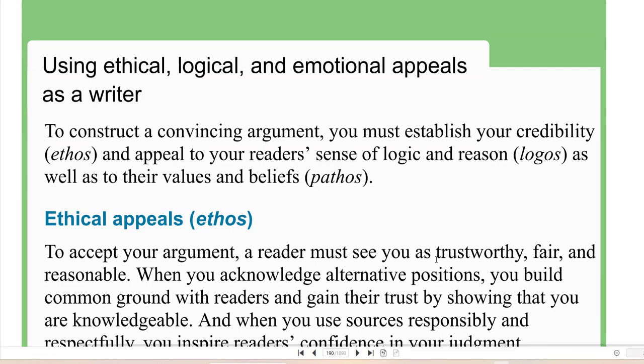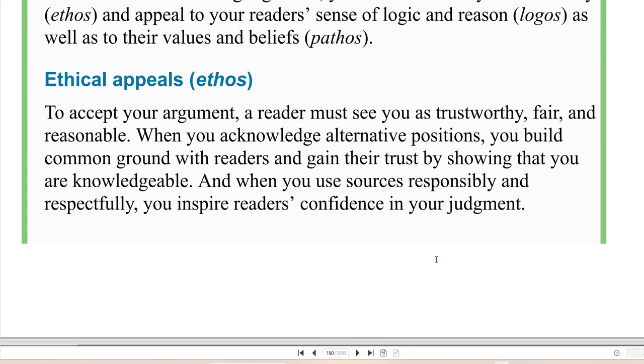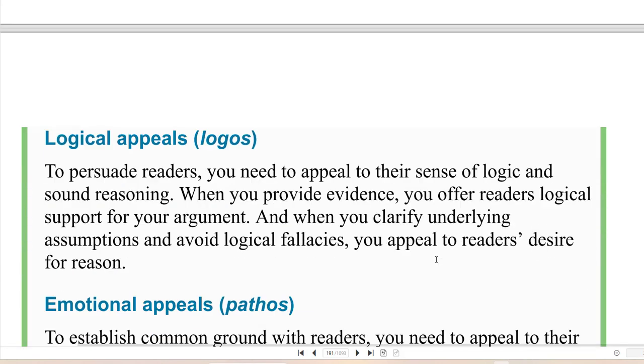Using ethical, logical, and emotional appeals as a writer. To construct a convincing argument, you must establish your credibility, ethos, and appeal to your readers' sense of logic and reason, logos, as well as to their values and beliefs, pathos. So, ethical appeals, ethos. To accept your argument, a reader must see you as trustworthy, fair, and reasonable. When you acknowledge alternative positions, you build common ground with readers and gain their trust by showing that you are knowledgeable. And when you use sources responsibly and respectfully, you inspire readers' confidence in your judgment.